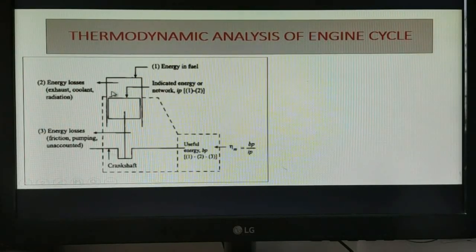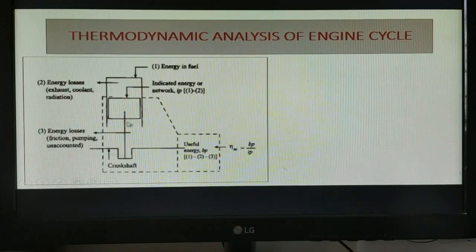So indicated power you will get above the piston. That is, from the energy in the fuel, part of the energy in the fuel is used to push the piston down, and that power is known as the indicated power. Now when the piston is moving down, you know that you have studied the components, the basic nomenclature and the components of an IC engine. Then from the piston, whatever push it is getting from the indicated power, the piston will move down, and that power will get transferred to the crankshaft.